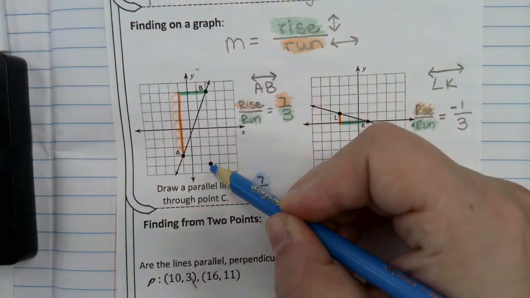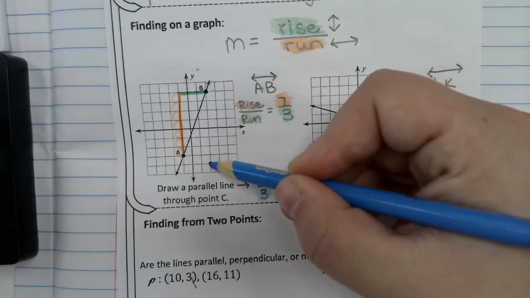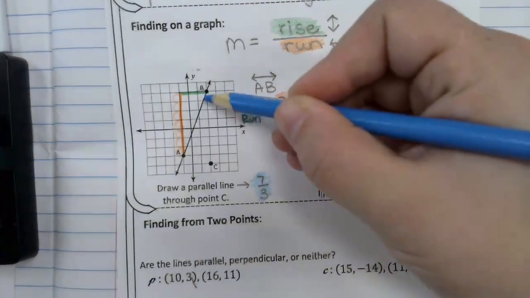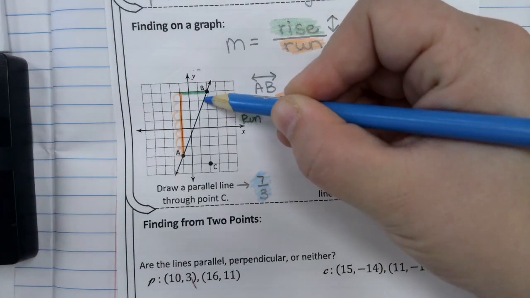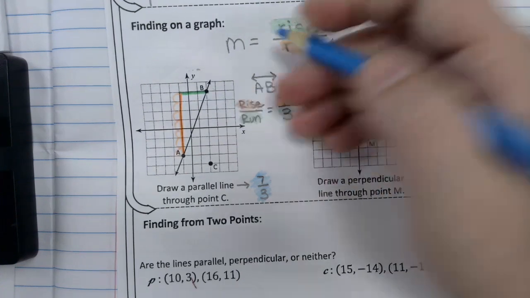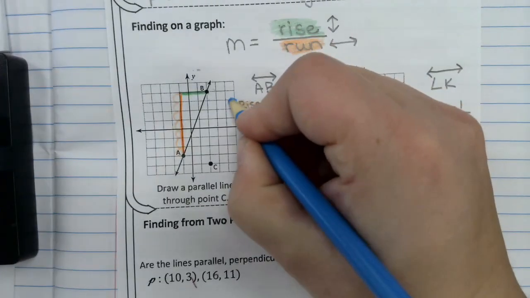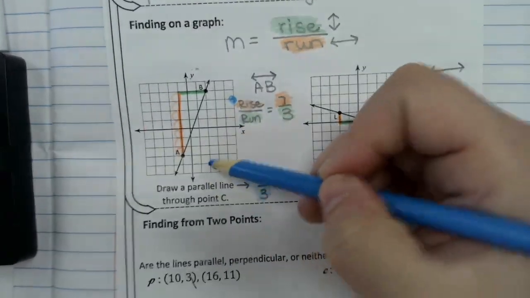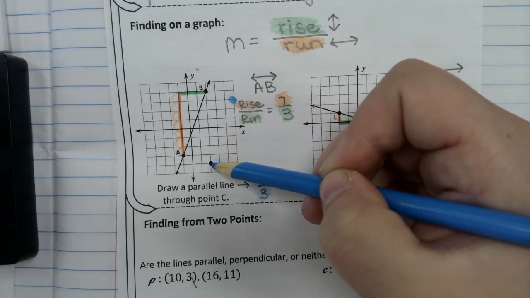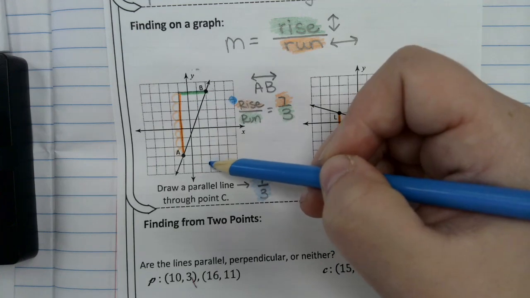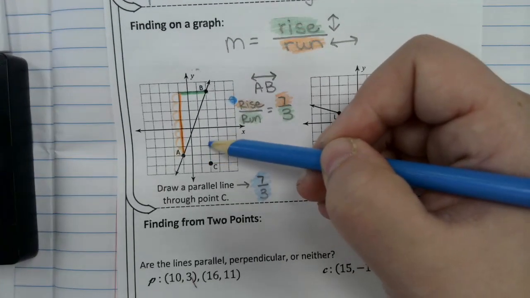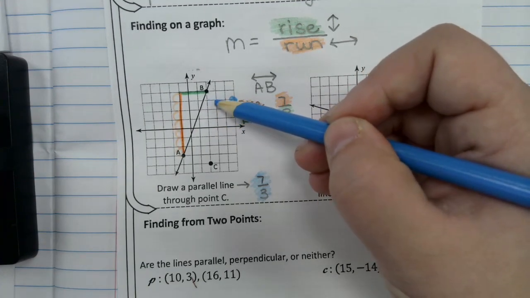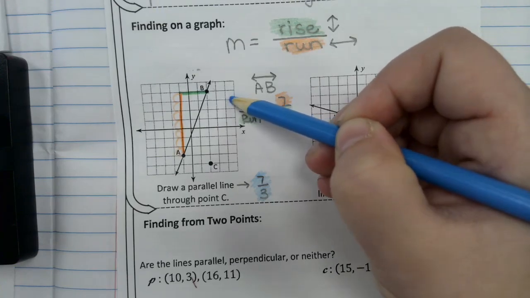So I'm going to start at C here, and we're going to go up 7. 1, 2, 3, 4, 5, 6, 7. And we're going to go over 1, 2, 3. Put a point there. So again, I went up 7 from that point. Put your pencil on C. We go straight up 1, 2, 3, 4, 5, 6, 7. And then we go over 1, 2, 3. And we put a point there.